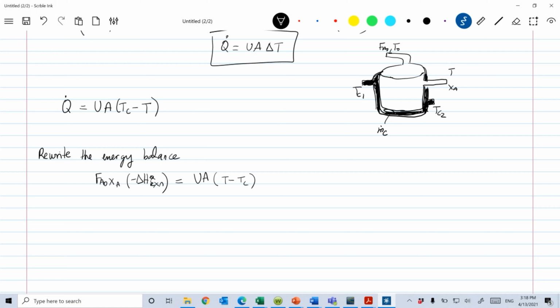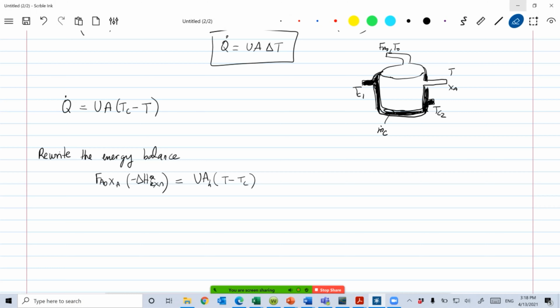Sometimes you'll see a little H under A. That's really just convention. This just means area of heat transfer, but we can just leave it at A.